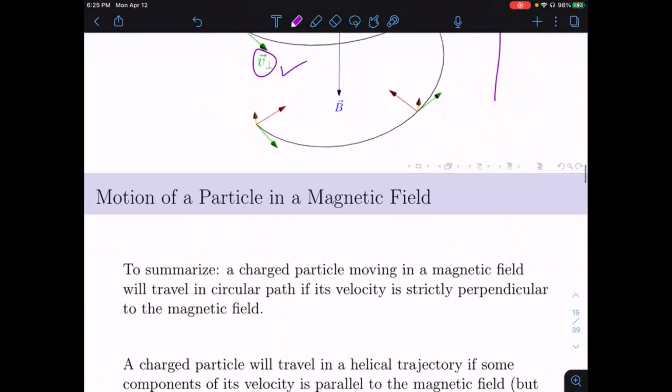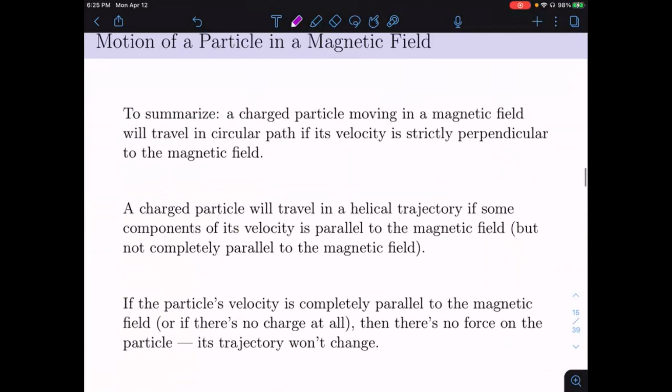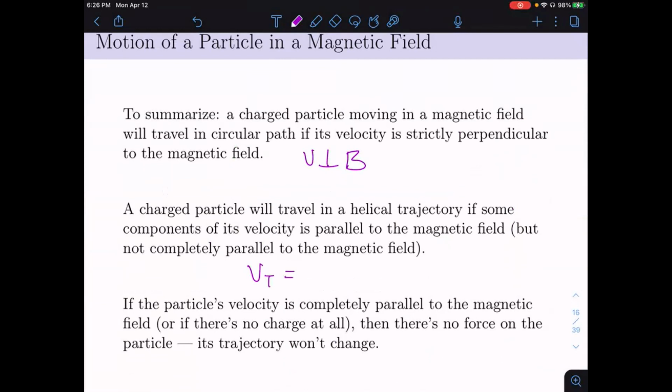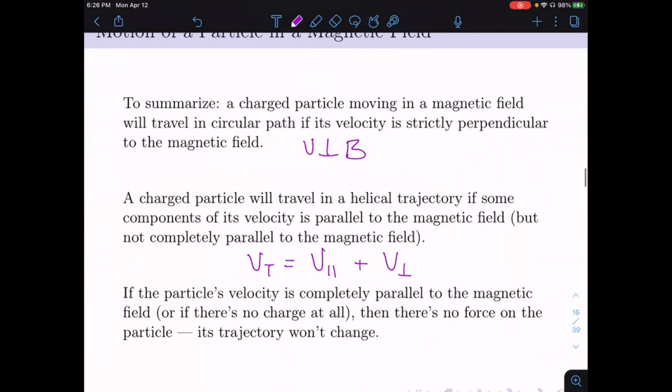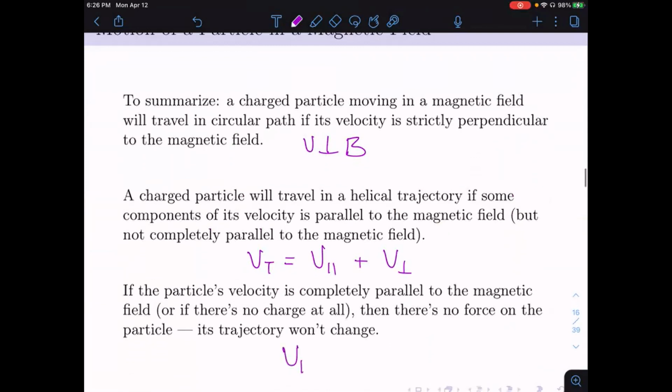Sounds pretty good, okay. Yep, so this is just a summary. Again, a charged particle moving in a magnetic field will travel in a circle if its velocity is strictly perpendicular. Helical trajectory if I've got both, a V parallel and a V perpendicular. And then completely parallel, I've got nothing, no force on the particle, no force.